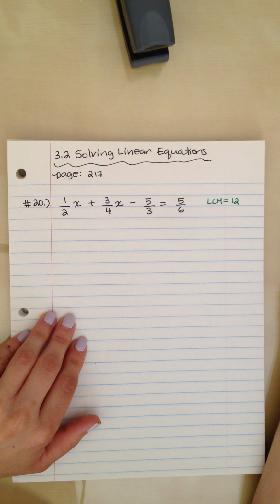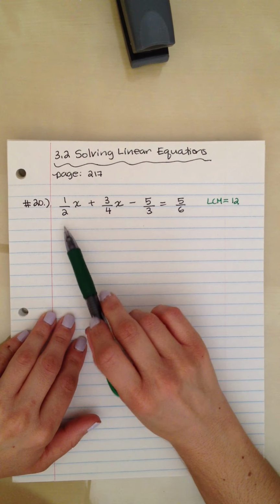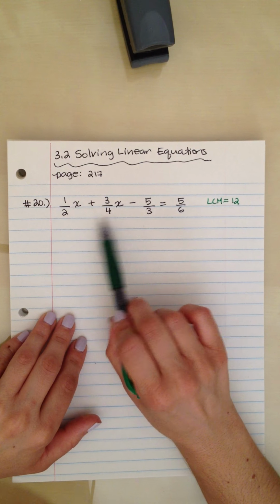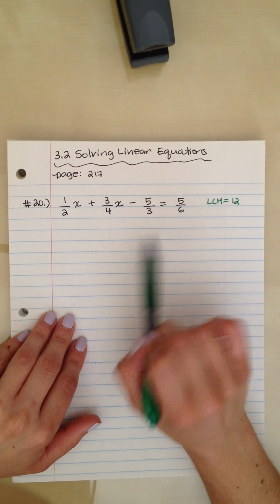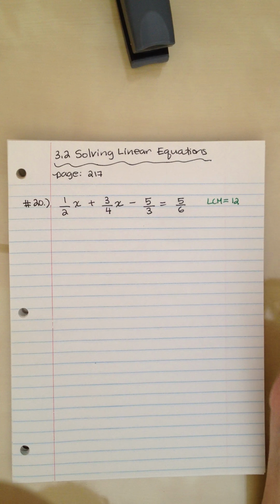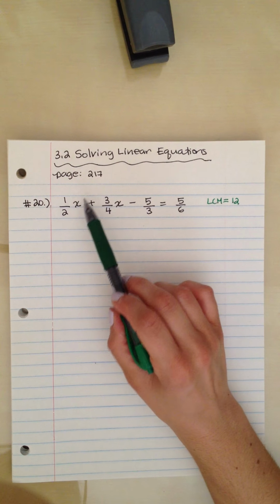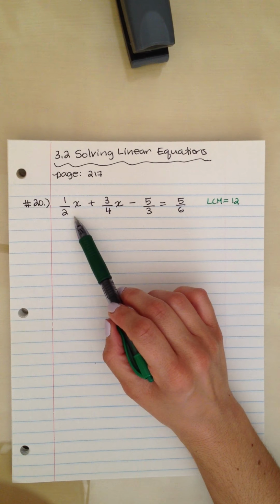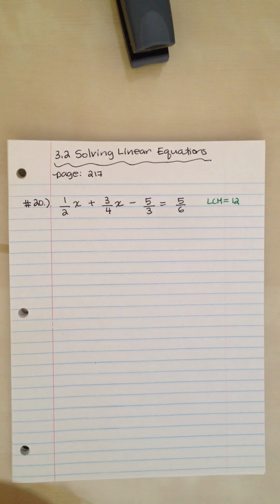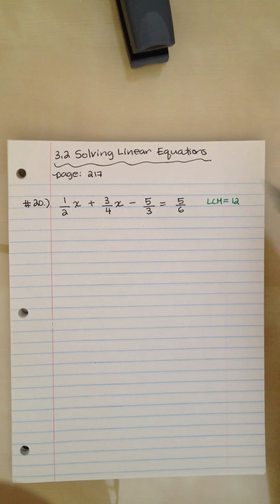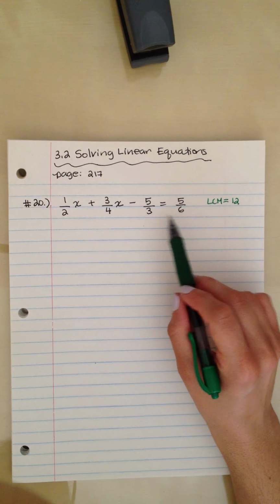So what we need to do is multiply every single part of this equation by 12. Okay, so when you have an equation, if you multiply one part of it by a number, you have to do it to every single part. So it has to be the same number for every single part.